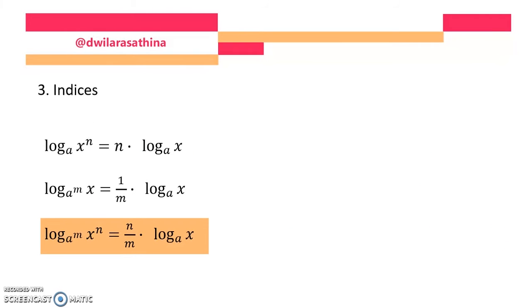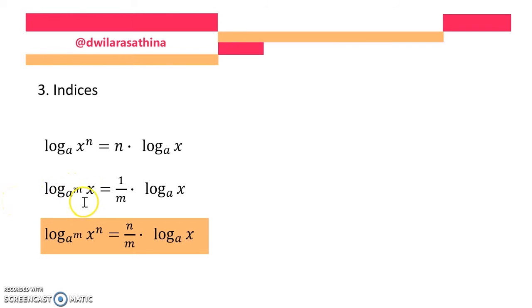This is the example of the multiplication and division laws. The third law is indices. Log a of x to the power of n is equal to n times log a of x. And here, you can put it this way, as the multiplier number.